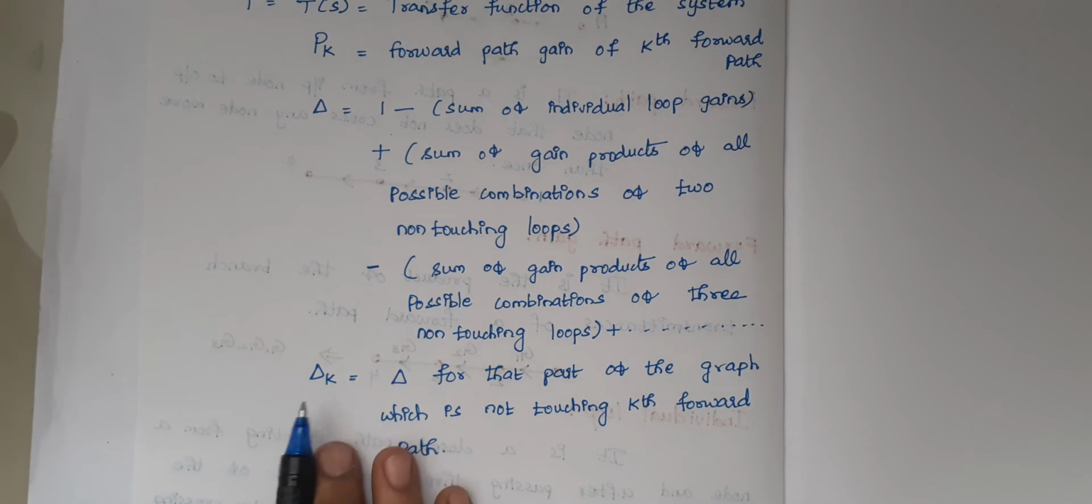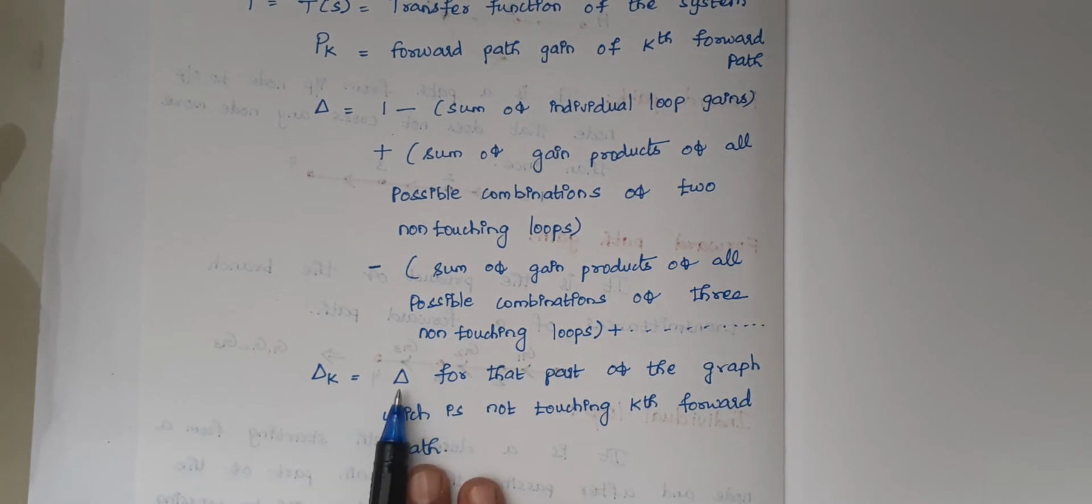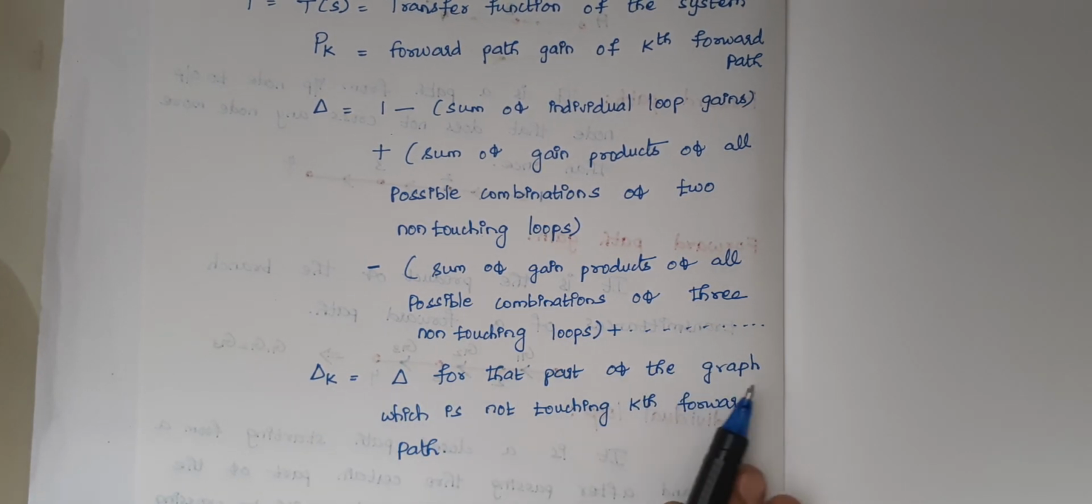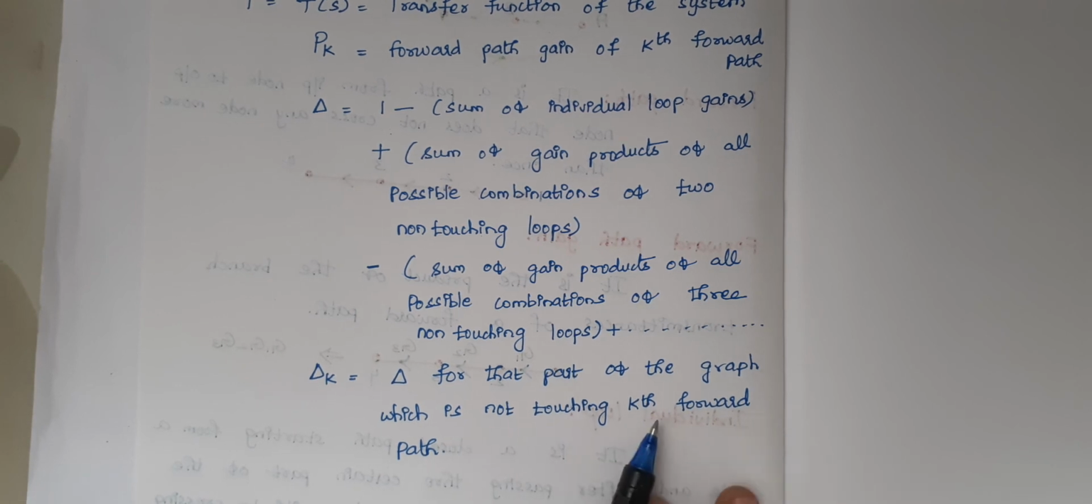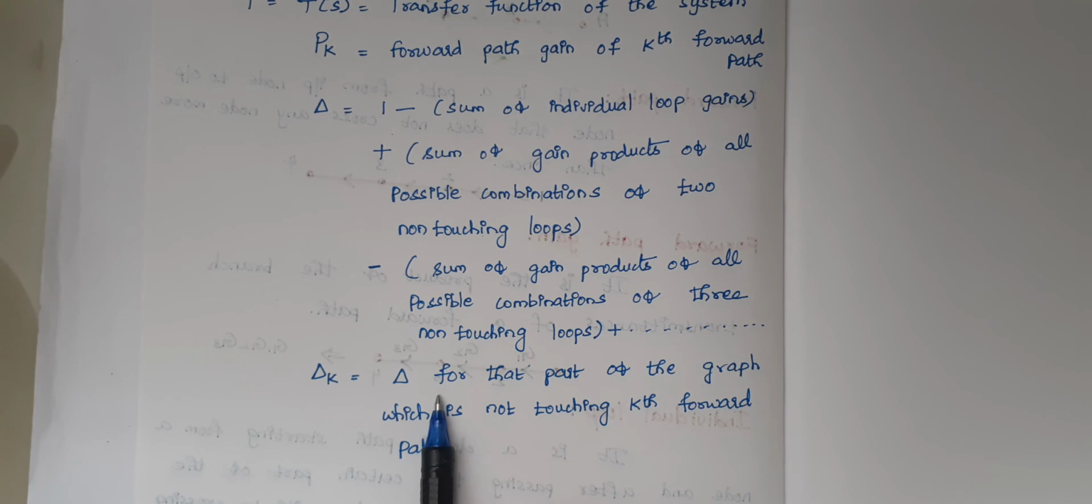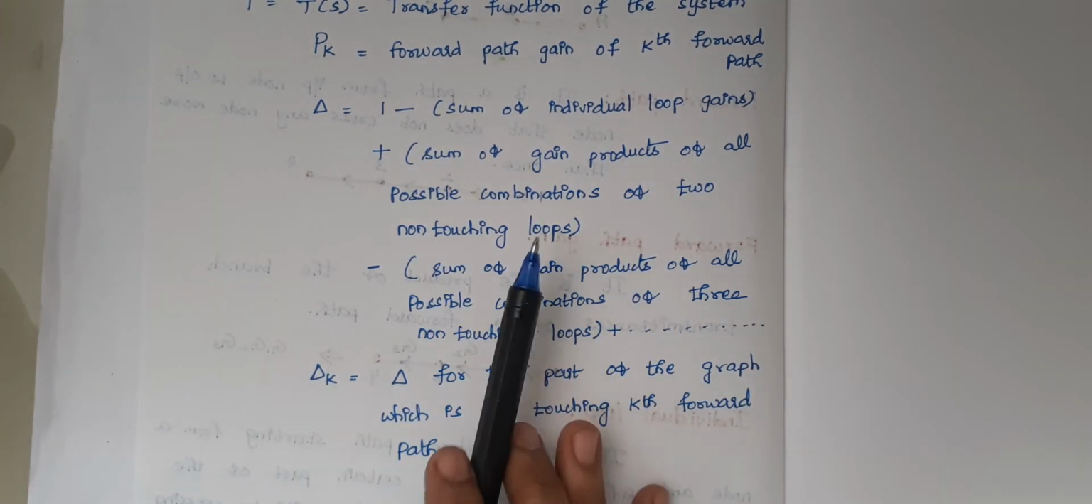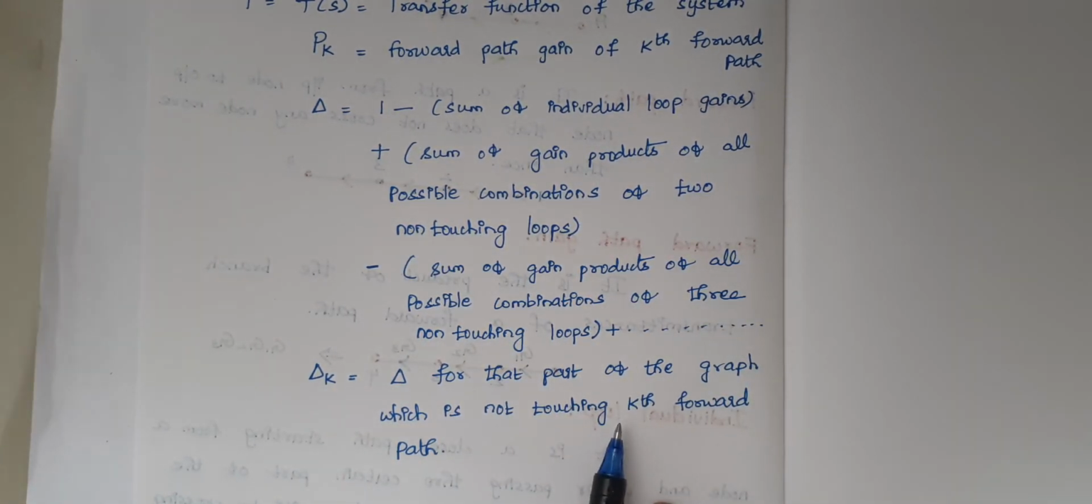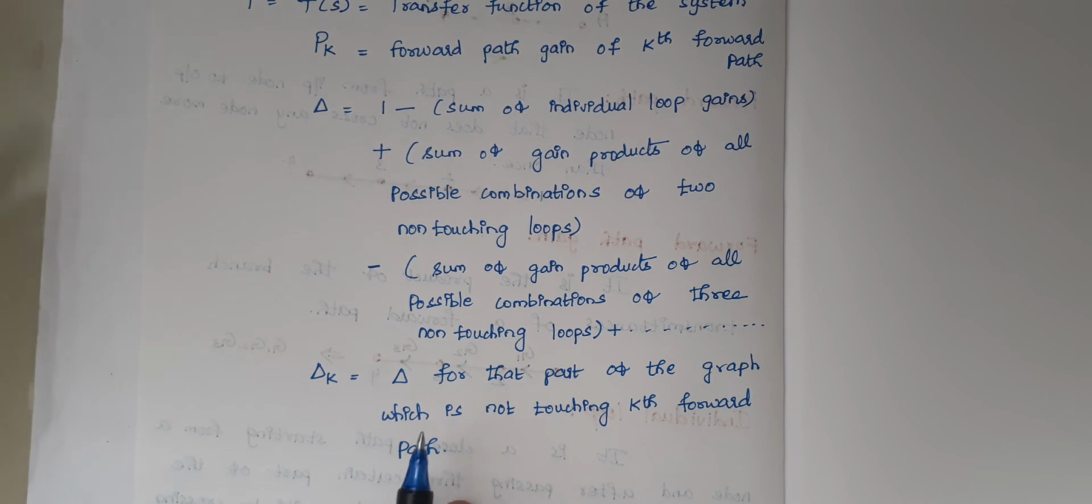And the last one is del k. Del k is nothing but del for that part of the graph which is not touching the kth forward path. So we have to again find the del. What is the formula for del? This is the formula for del. If you have any part of the graph which is not touching the forward path, then you have to calculate the del for that part of the graph.